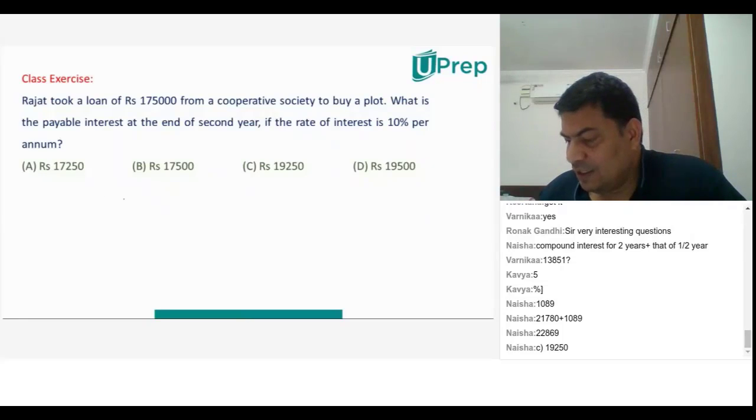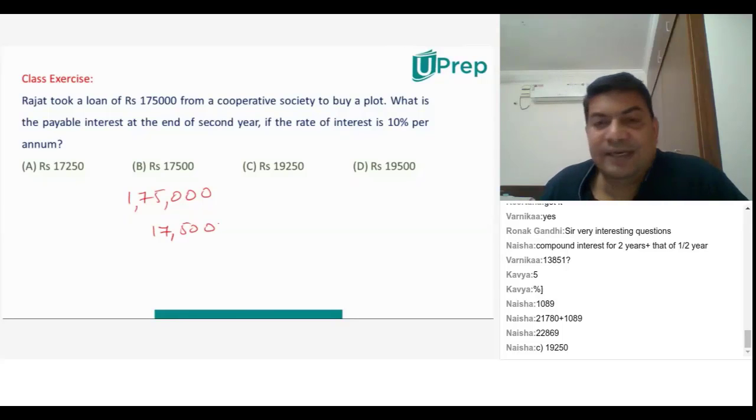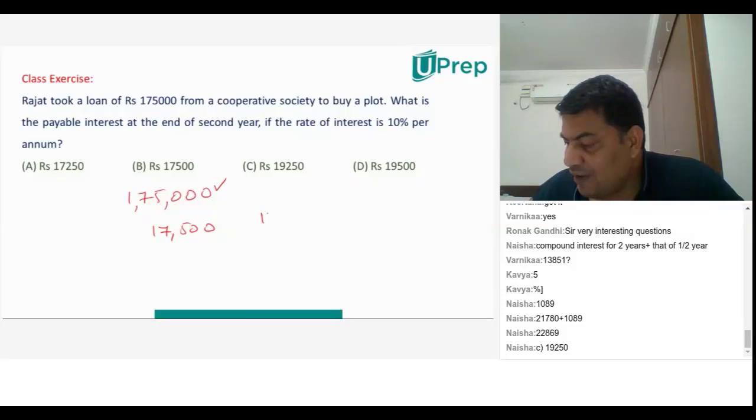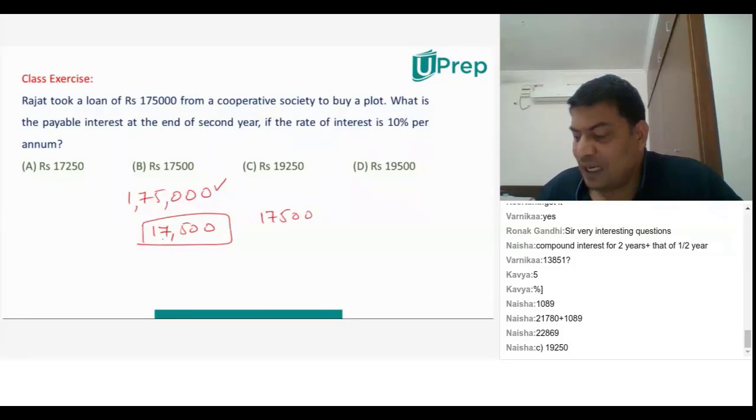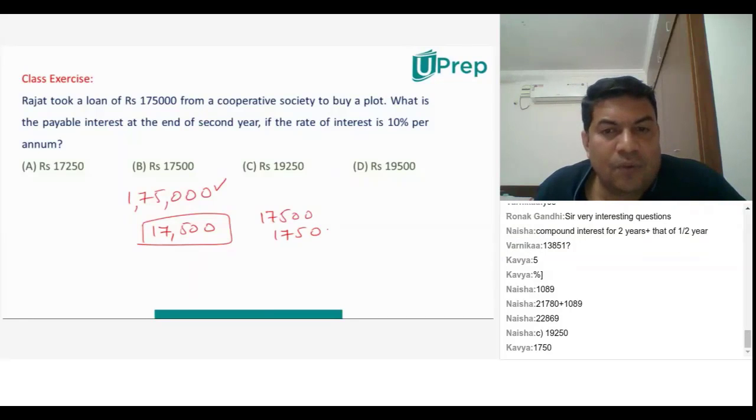Look at this, 1,75,000. Now, I want you people to get smarter in life, which you need to understand. At the end of the first year, you would have earned an interest of 17,500, or paid an interest of 17,500, which is 10%. Whereas in the second year, he would pay 17,500 and also interest on this 17,500, which is 10% of 17,500, which will be 1,750. Right?